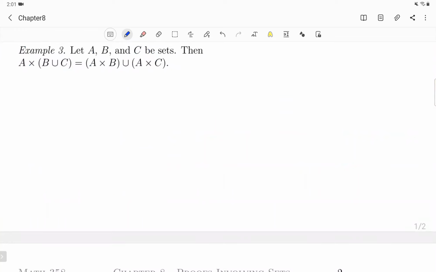Let's do another one that's an equals. So I've got to do a subset both ways. All right. Do proof. Notice this one, I'm not told what A, B, and C are. They're just sets. I don't know what type of things are in the sets. It doesn't matter. Okay, so we're just going to start. Let A, B, and C be sets.